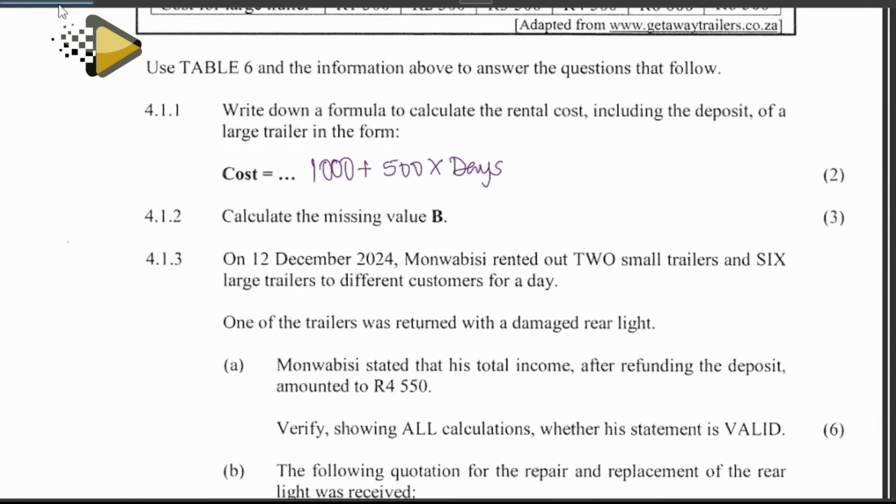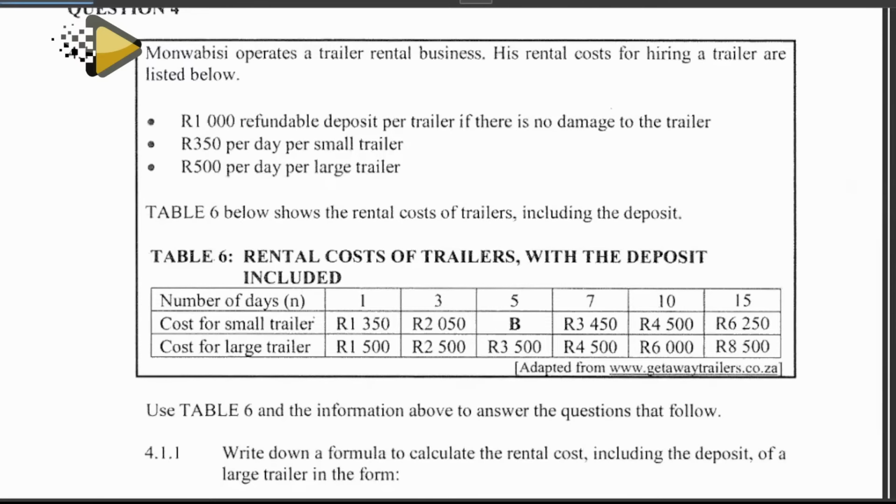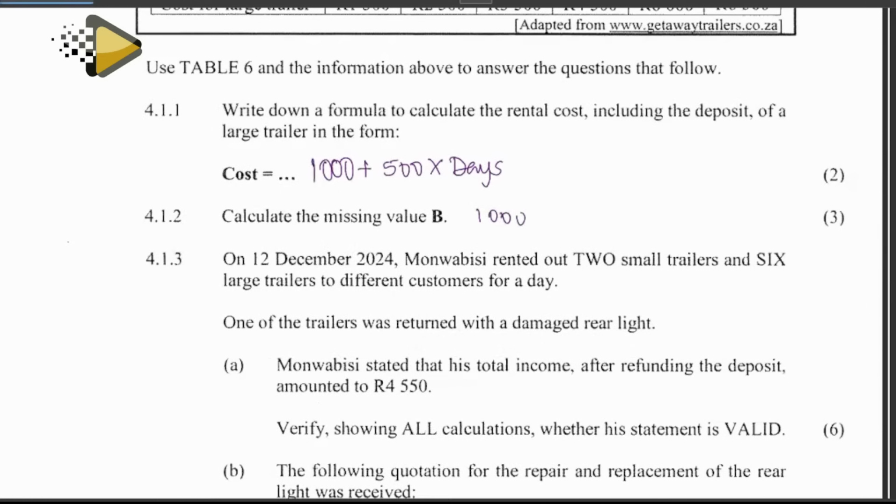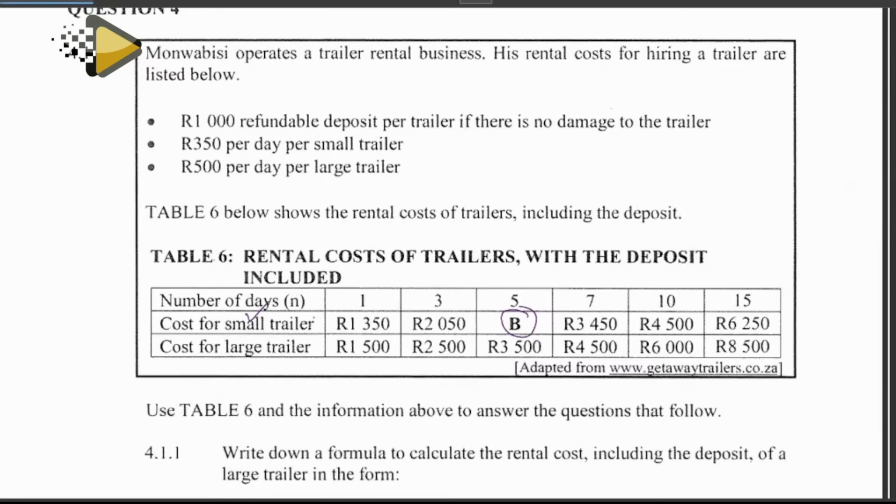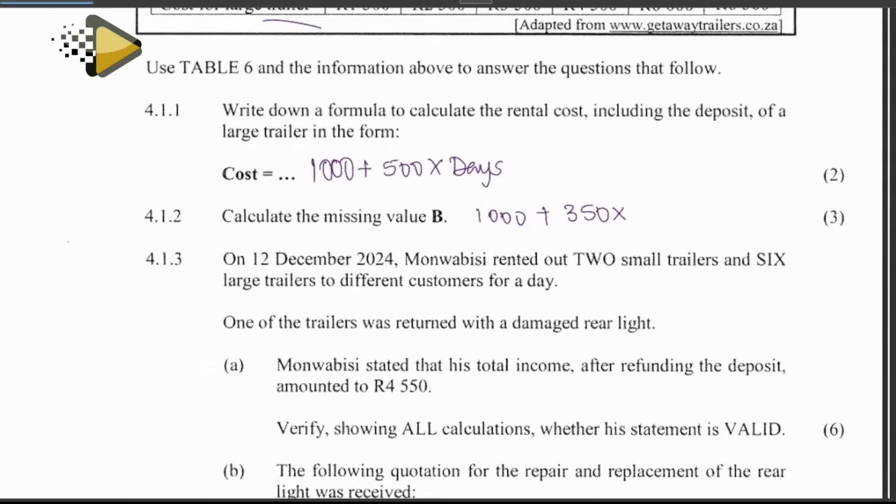Calculate the missing value of B. When you look at our table here, B is under small. So what could it be? In other words, they are telling us it's 1,000 plus 350 times the number of days, which were 5. So we multiply here by 5. So this is the same as 1,000 plus 350 times 5, which became what? 2,750. Missing value of B.